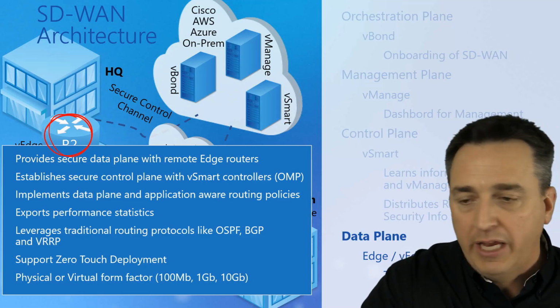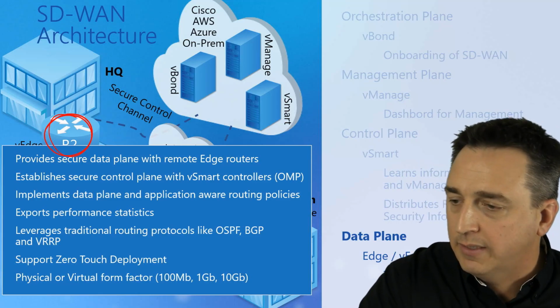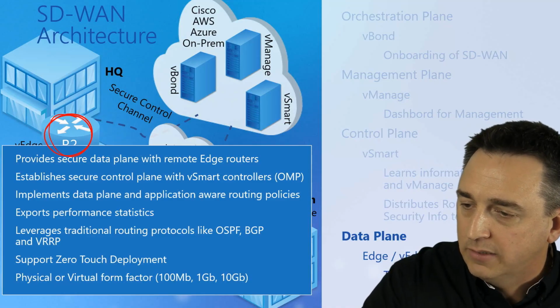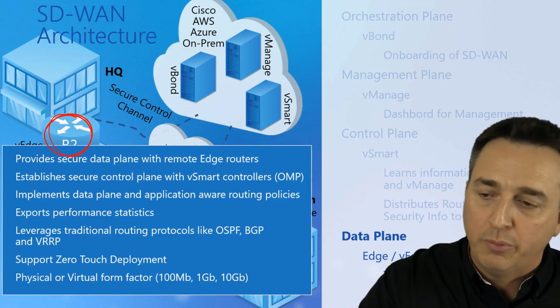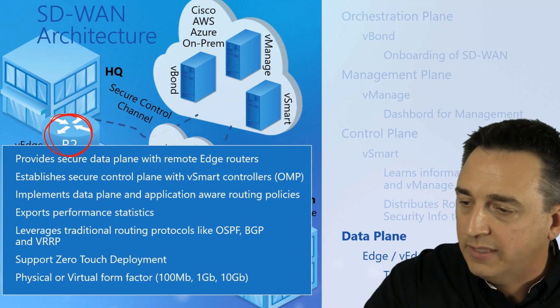Implements data plane and application aware routing policies. We can export performance statistics up to vSmart from our edge devices. We can use traditional routing protocols like OSPF, BGP, VRRP, other things like that with our vEdge edge devices.